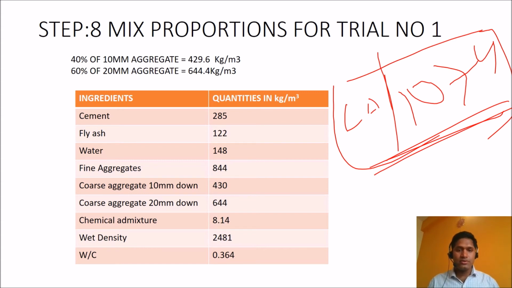So let us note down the ingredients and quantities in kg per meter cube. Ingredients we have arrived at are cement, fly ash, water, fine aggregate, coarse aggregate 10 mm down, coarse aggregate 20 mm down, chemical admixture, and wet density. Addition of all these ingredients, 2481 kg per meter cube it will come, and water cement ratio is 0.364. So this is step number 8.